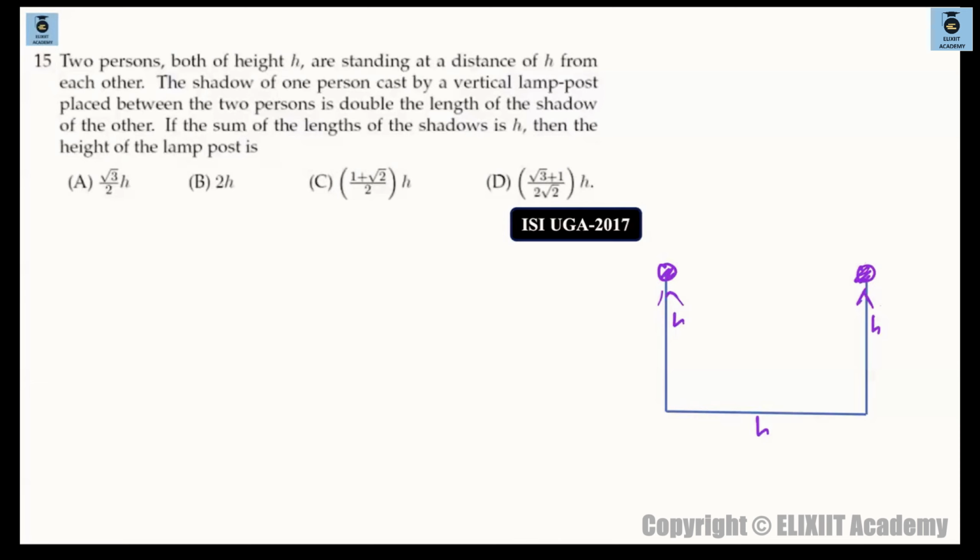The shadow of one person cast by a vertical lamppost placed between the two persons is double the length of the shadow of the other. So there is a lamppost which is being placed in between these two persons, not exactly at the center, somewhere over here. Likewise, you have a lamppost. This lamppost is somewhere over here. Likewise, you are having a lamppost like this. ठीक है, यहाँ से ये lamppost है. अच्छा, from this lamppost, the shadow of one person cast by a vertical lamppost placed between the two persons is double the shadow of the other. तो यहाँ पे एक shadow गिरेगा, shadow create करना है आपको.